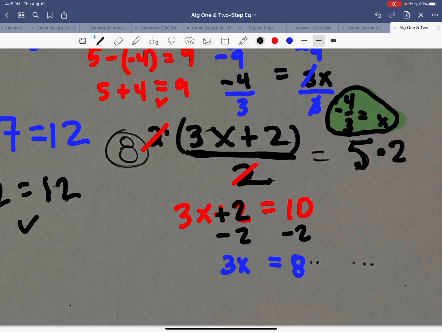And then this is like our first question of the day. I can divide by 3 on both sides, and we get 8/3.